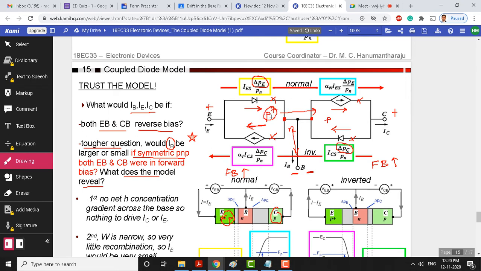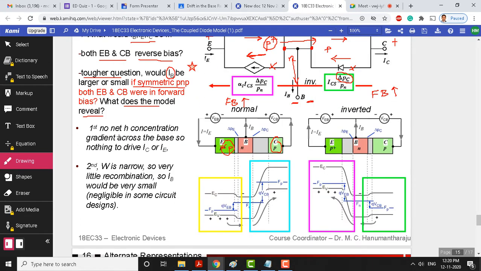If the doping here is a little bit higher compared to the doping in the collector region, then due to the difference in the concentration gradient, you may get a small amount of base current here. Otherwise, there will be no base current flowing between the emitter and the collector. Okay. So, that is what is told here. First, no net hole concentration gradient across the base, his answer is given here itself. So, nothing can drive the collector and emitter current here. So, you do not get any collector current or emitter current. So, base current will be 0 for the symmetrical type of BJT.